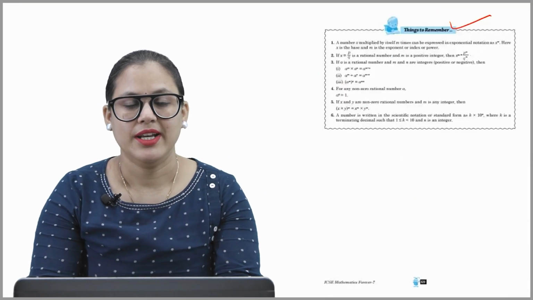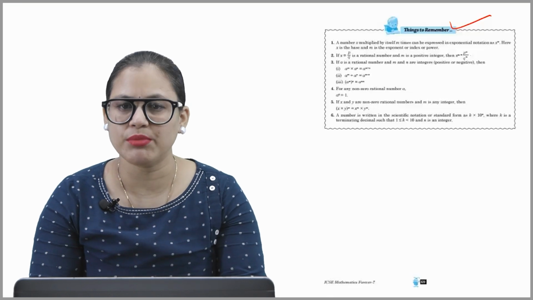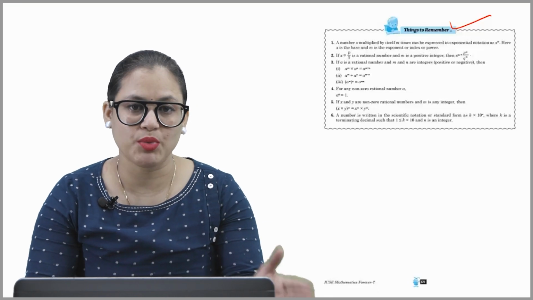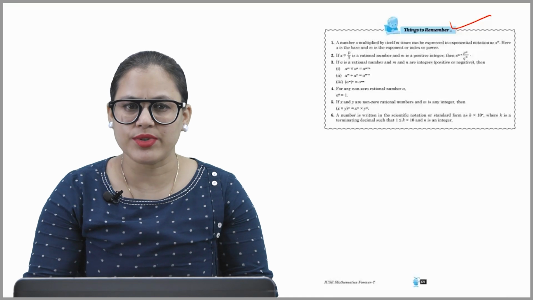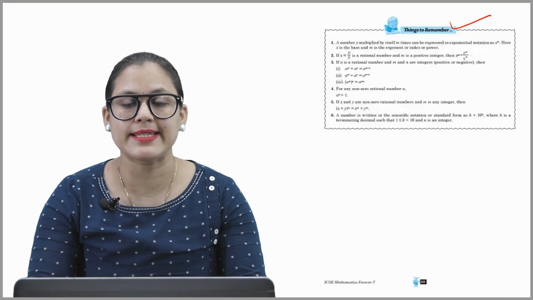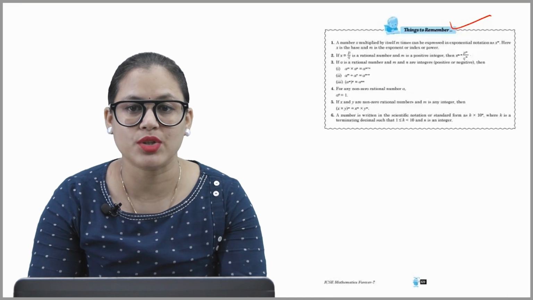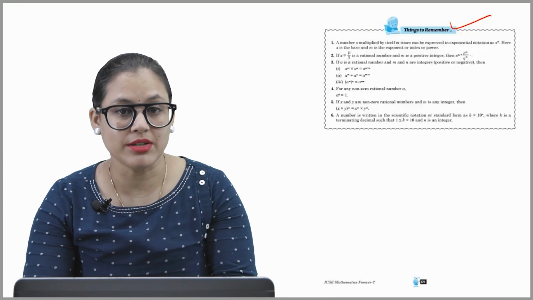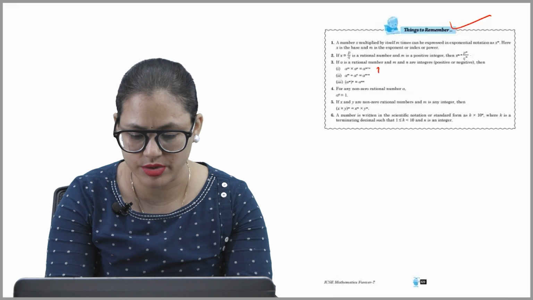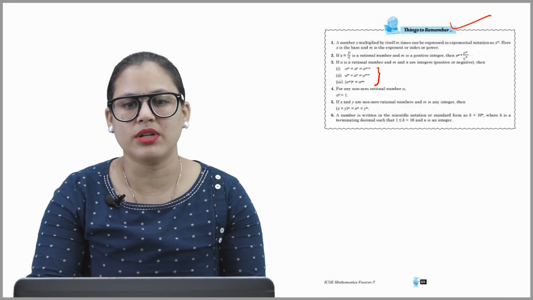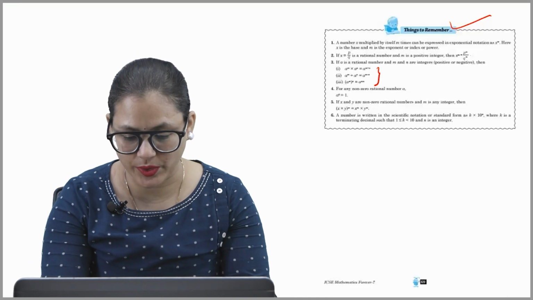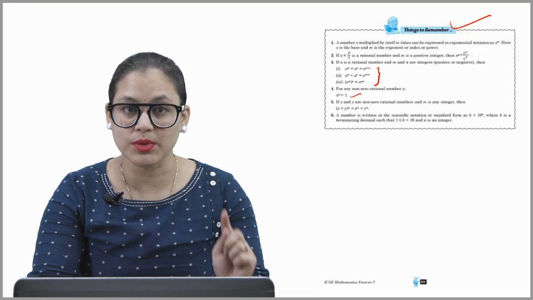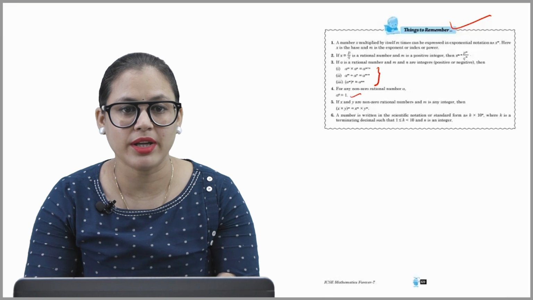Things to remember. Number 1, a number x multiplied by itself m times can be expressed in exponential notation as x raised to the power m. Here x is the base and m is the exponent or index or power. 2, if x is equal to p by q, a rational number, and m is a positive integer, then x raised to the power m is equal to p raised to the power m upon q raised to the power m. 3, if a is a rational number and m and n are integers, positive or negative, then we have these 3 rules. 4, for any non-zero rational number a, a raised to the power 0 is equal to 1. 5, if x and y are non-zero rational numbers and m is an integer, then x into y raised to the power m is equal to x raised to the power m into y raised to the power m.